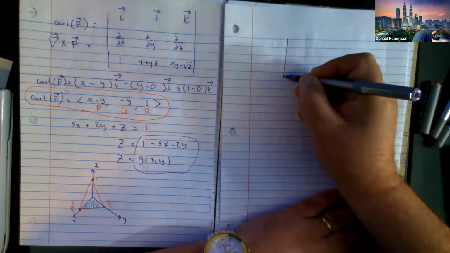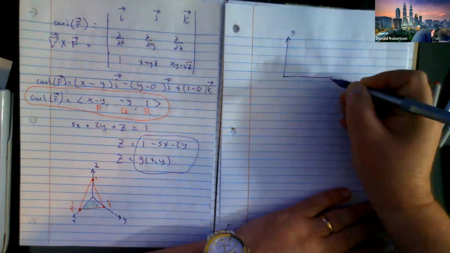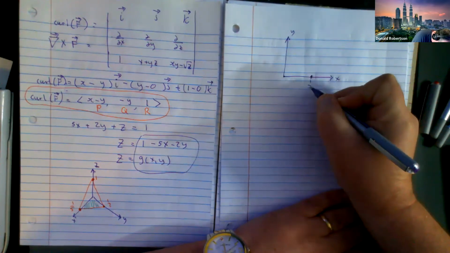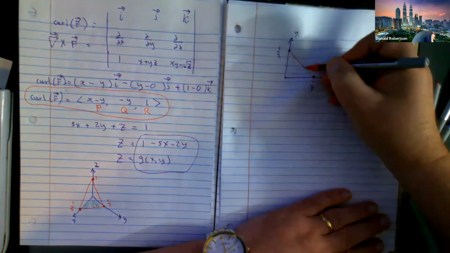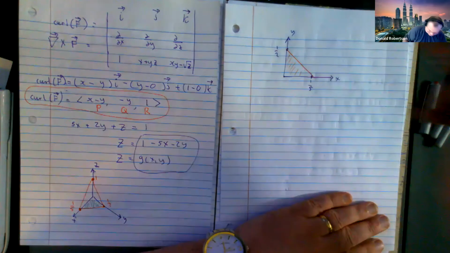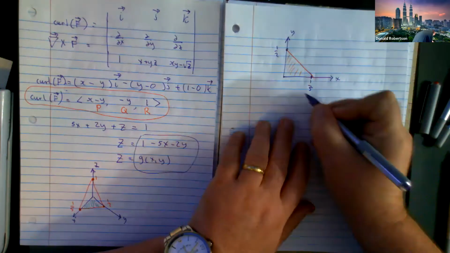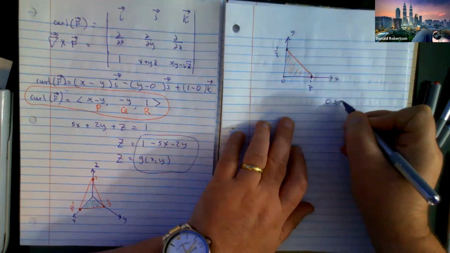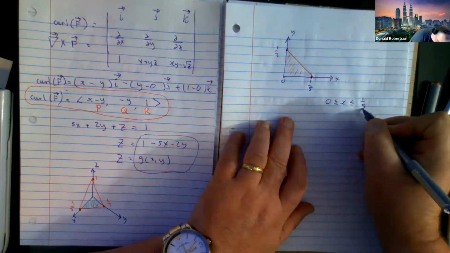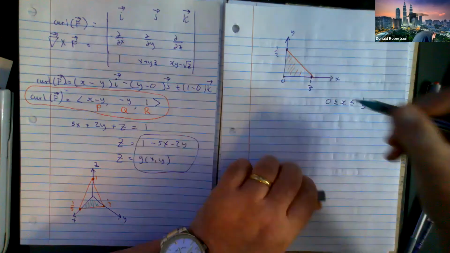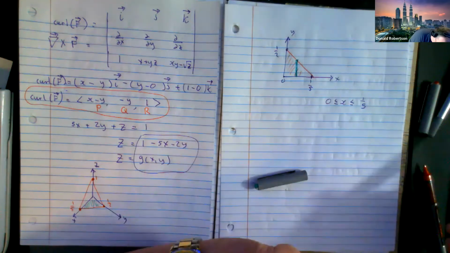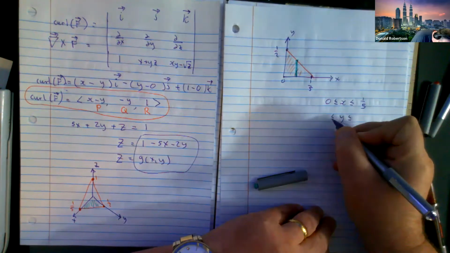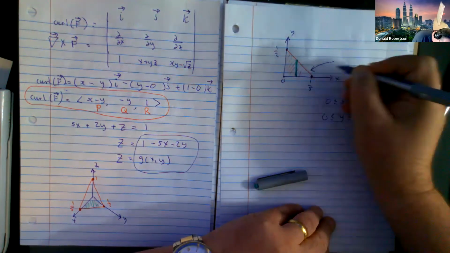So transferring that information over here, I know it crosses the X at 1/5 and it crosses the Y at 1/2. And so the region I'm interested in is that guy. And so the limits of integration are x goes from 0 to 1/5. And I'm going to do my type 1, which is my vertical rectangles. And that tells me that y will go from 0 to whatever the equation of that line is.